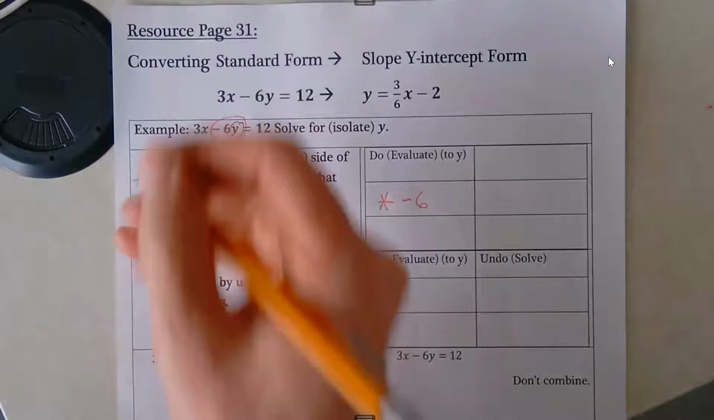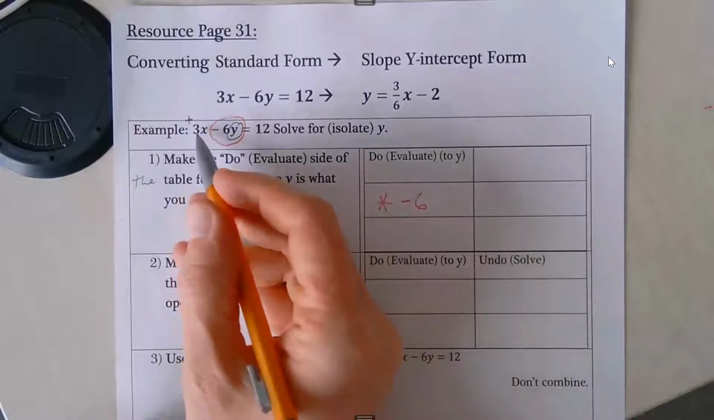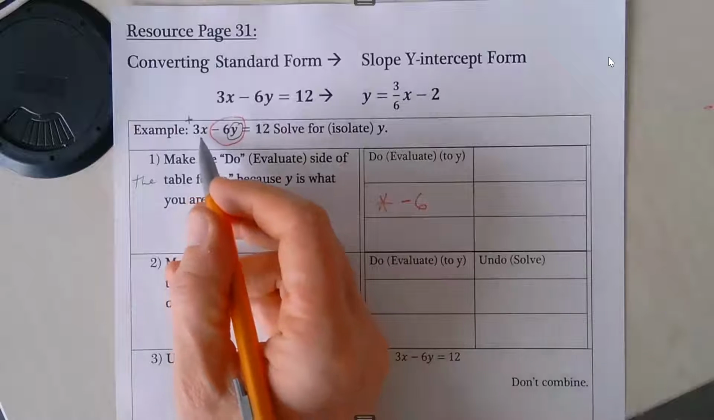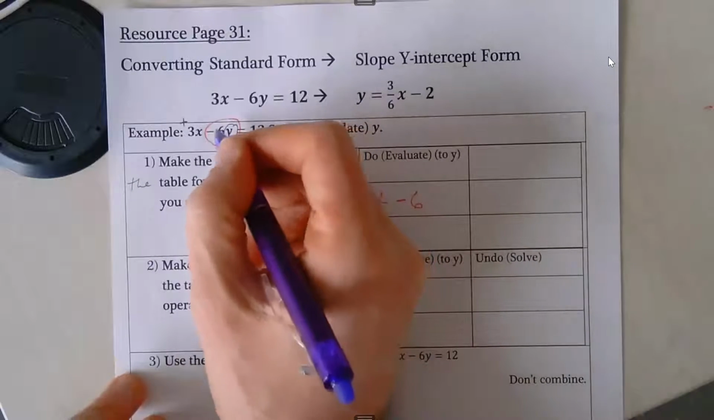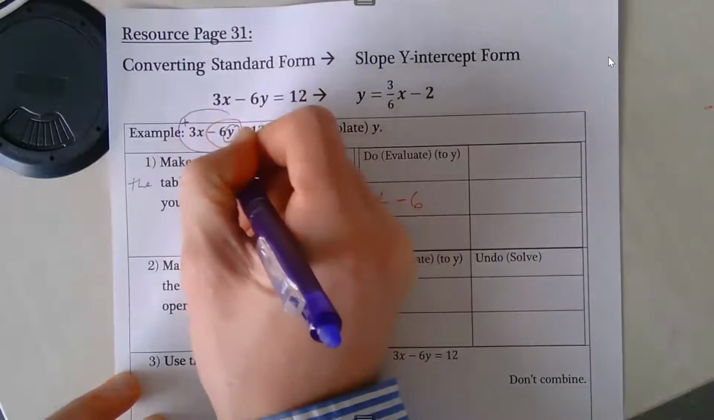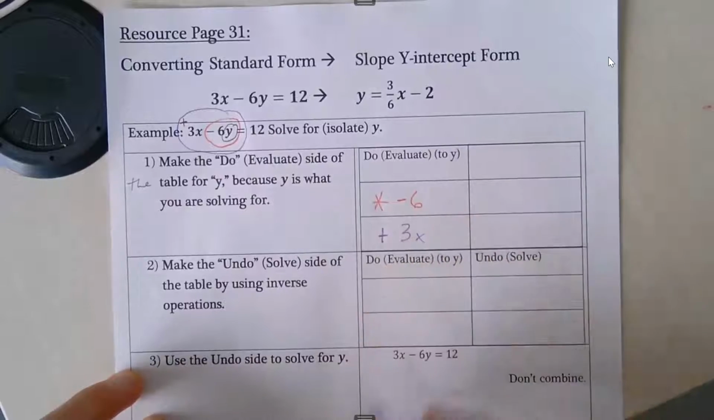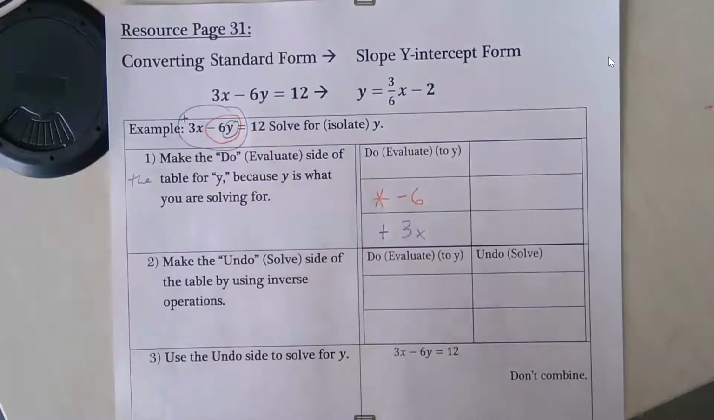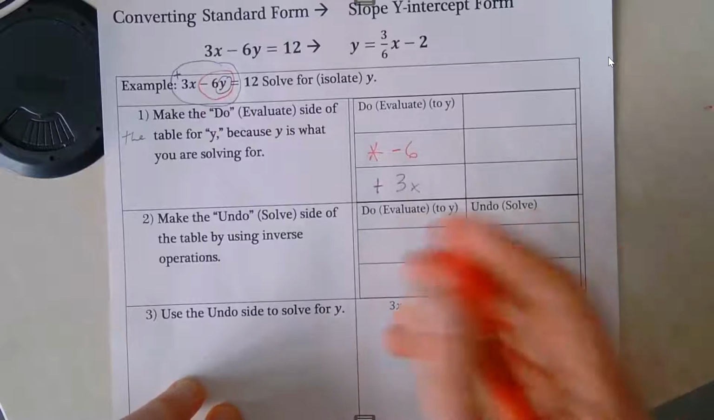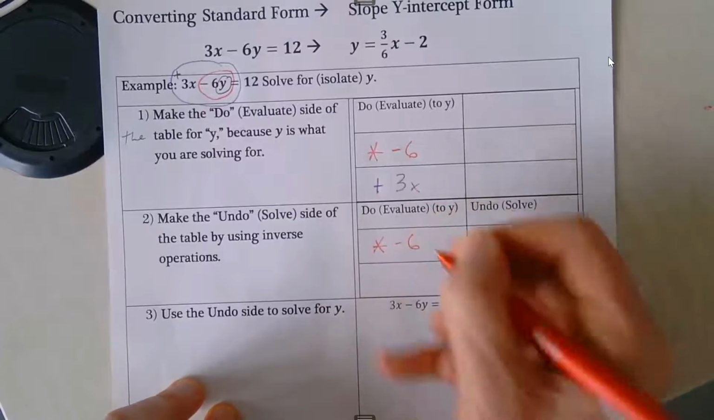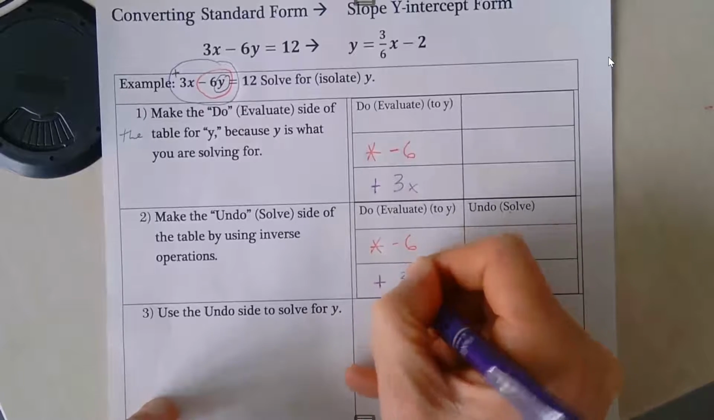So you can see that this 3x does not have a negative sign. So that means that this is positive. That means we're going to add 3x. So the next thing we would do after we multiply our y value by -6 is we would add 3x. Okay. So I'm just going to copy that down here, and now you'll see the do undo table. So again, the first step for what we did to y was multiply by -6, and then we add 3x.